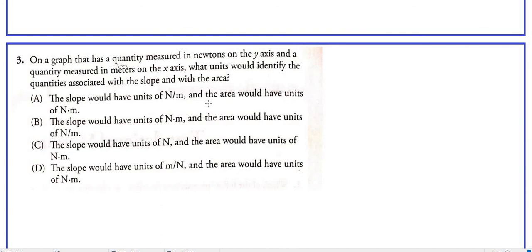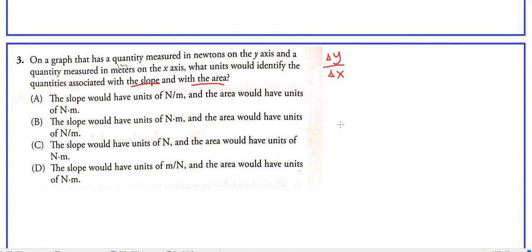On a graph that has a quantity measured in newtons on the y-axis and a quantity measured in meters on the x-axis, what units would identify the quantity associated with the slope and with the area? We know that the slope formula is delta y over delta x, total change in y over total change in x. So y-axis over x-axis will give us the slope. And the area formula for general polygons is base times height.